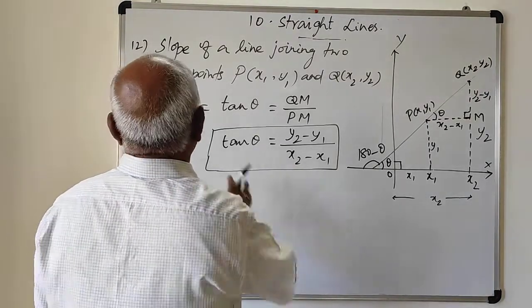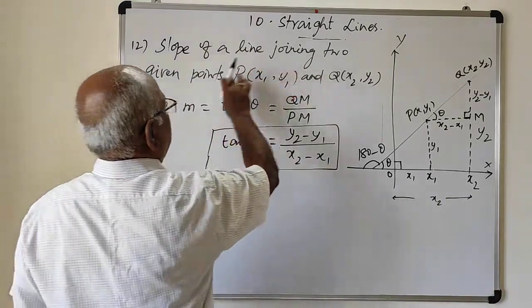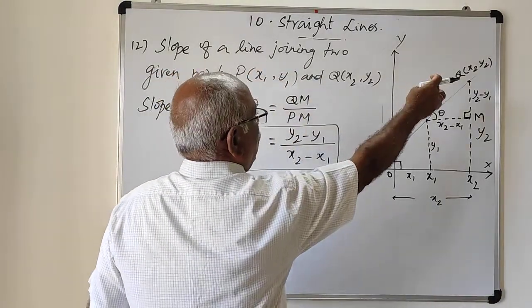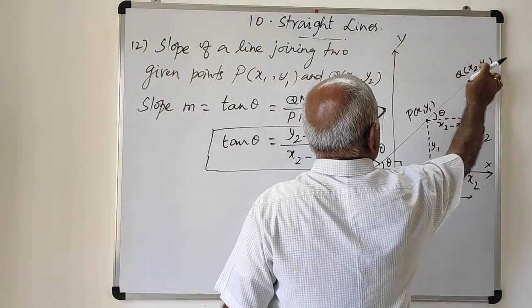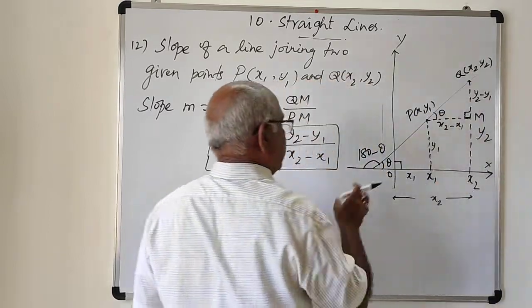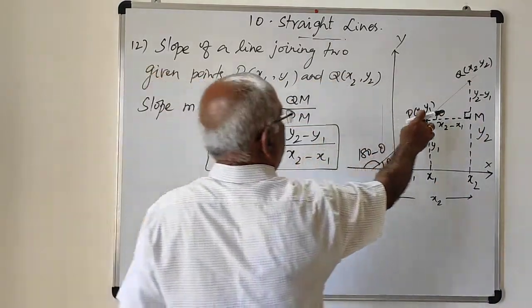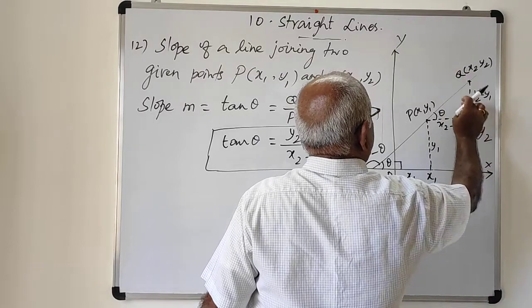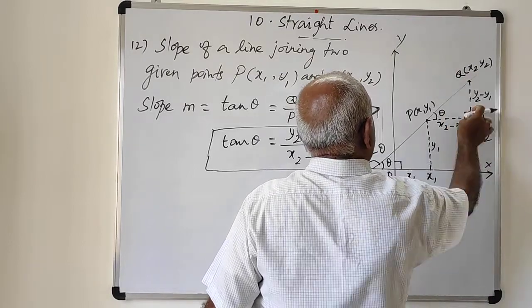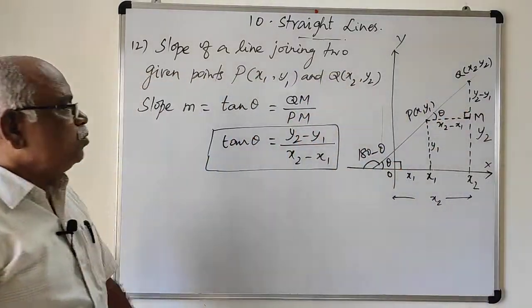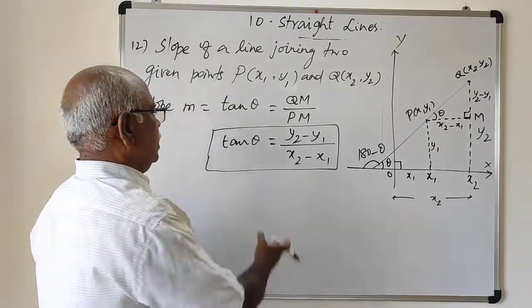Suppose this is another result. The slope of a line joining two points is y2 minus y1 by x2 minus x1. How I get this result is from the right angle triangle PQM: opposite by adjacent, QM by PM. QM is y2 minus y1 and PM is x2 minus x1. Therefore I get this.